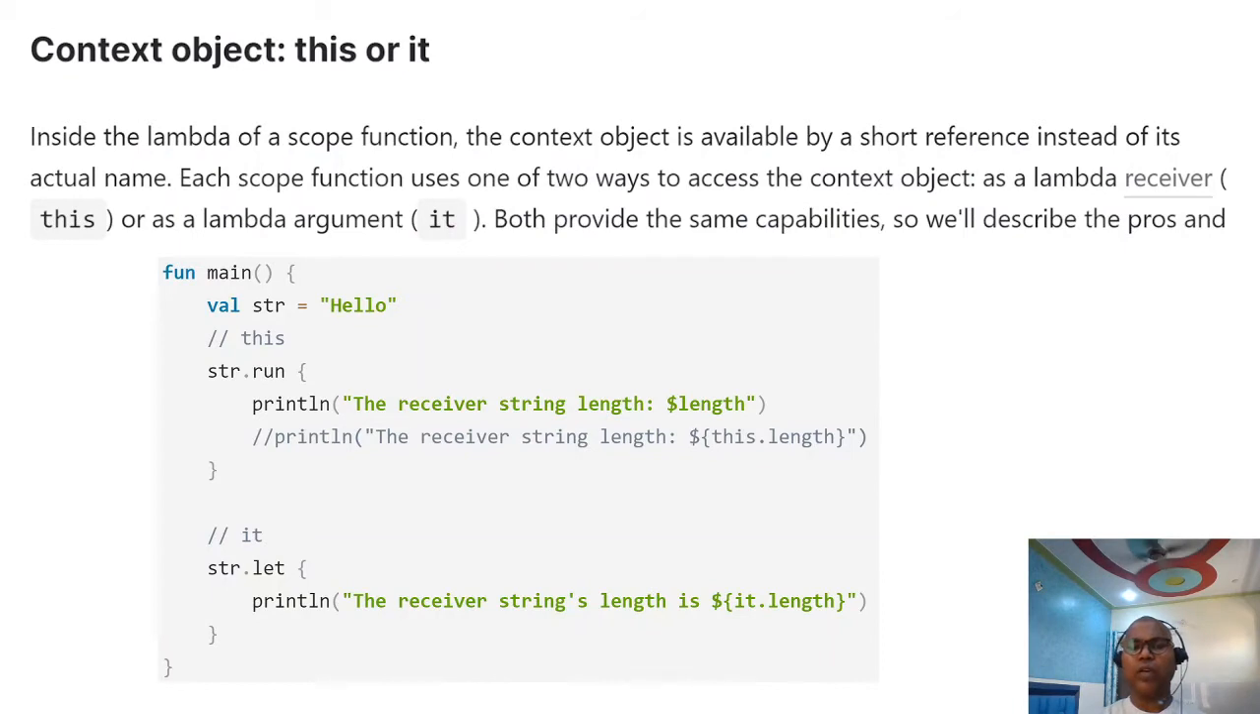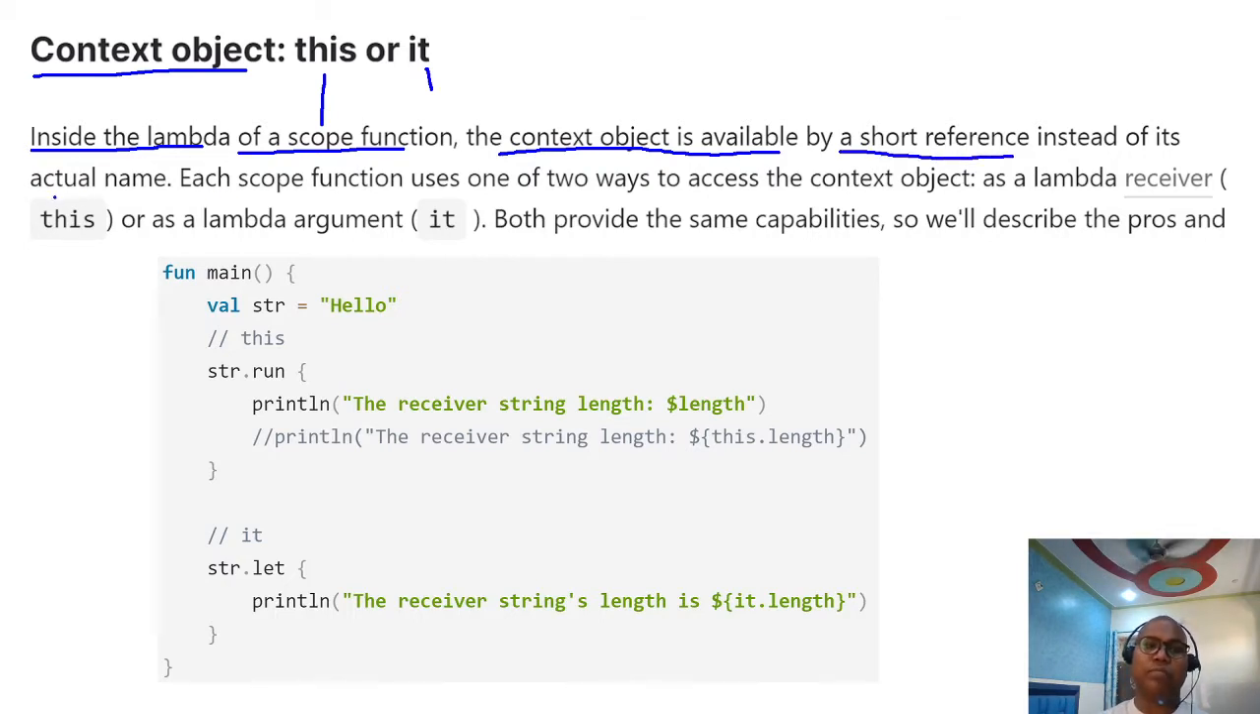So similarly, you can use the context object, whatever it might be, by referring to it as this or it. Inside the lambda of a scope function, the context object is available by a short reference instead of its actual name. So instead of accessing the actual name of the object, you can simply use this short reference, like it.